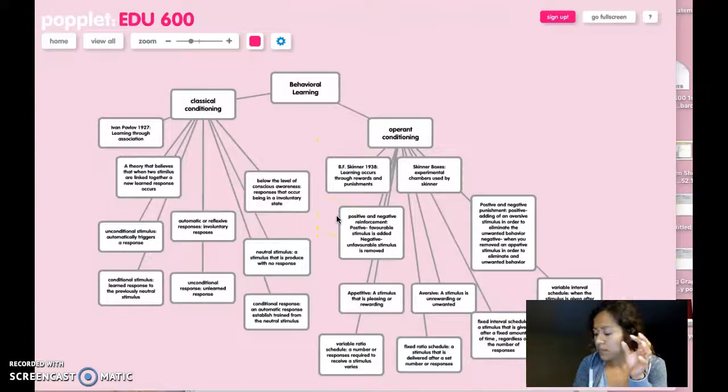Before I go into fuller details, I want to explain how I did my concept map. You can see at the top we have the main subject, behavioral learning, and on one side I have classical conditioning, and on the other side I have operant conditioning. Also, part of this week's assignment was to incorporate the red words into our concept map, or so that's what I understood from the directions. As you'll see here, I incorporated the red words into my concept map.